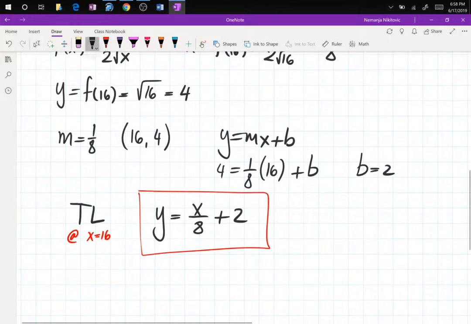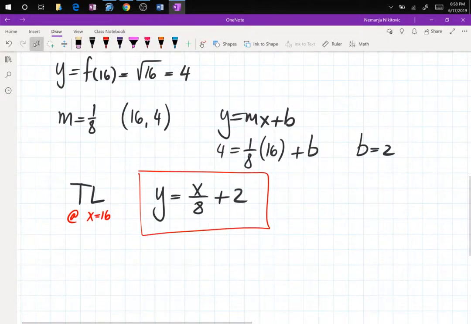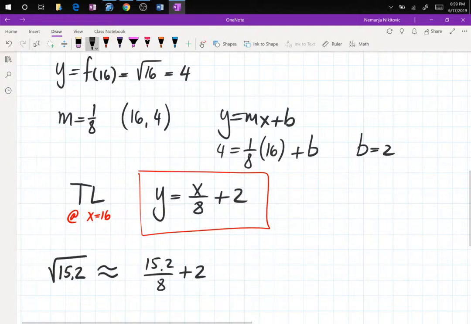So now, this is the important part, guys. Square root of 15.2 is approximately close by. So you have a squiggly equal sign. It's not equal, it's squiggly equal. That's the sign for approximate. Square root of 15.2 is approximated by the tangent line calculated at 15.2, which is 15.2 over 8 plus 2.